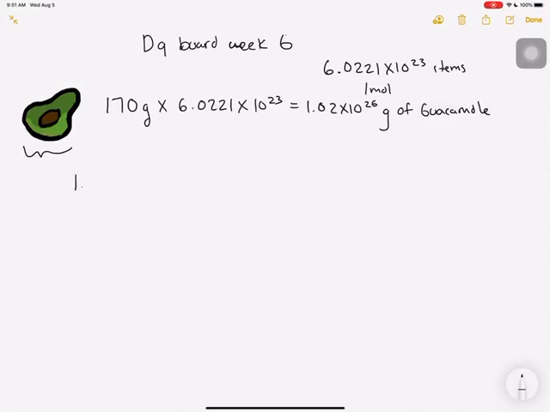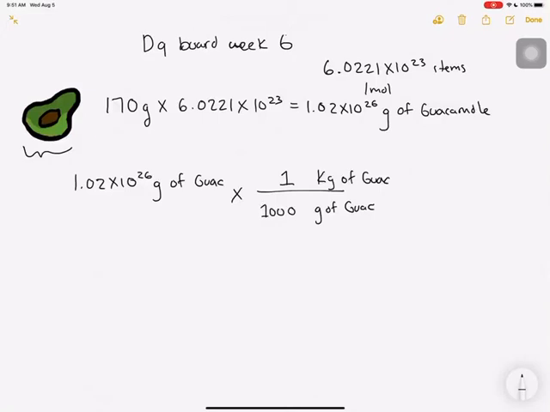So I'm going to take this number, 1.02 times 10 to the power of 26 grams of guac. I'm going to do some dimensional analysis here. In order to eliminate grams of guac, I have to have those same units in the bottom, and on the top I have to have the desired units, kilograms of guac. So what's the relationship between kilograms and grams? 1 kilogram is the same as 1000 grams of whatever we're talking about. At this point, grams of guac cancels out, and all I have left over is kilograms.